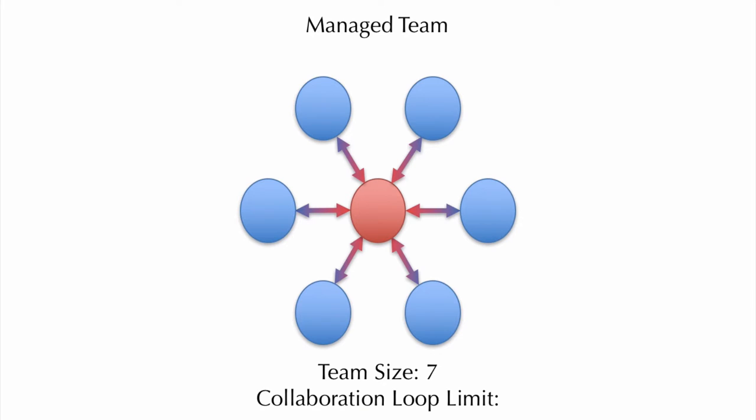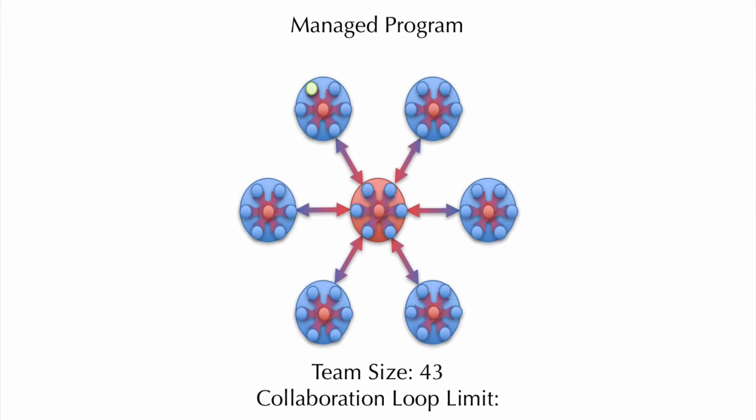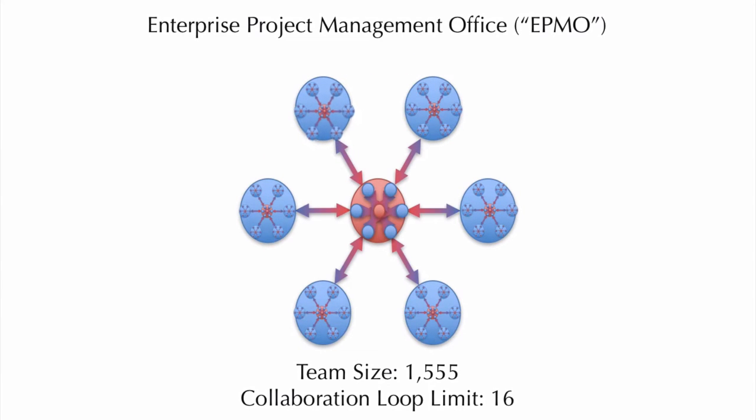In a little command and control team, this limit is just four. Worker one to manager to worker two, back to manager, and back to worker one. Scaling to include a program manager doubles the loop limit. At the scale of a PMO or business unit, it's triple. An enterprise PMO of a large corporation has a loop limit of over 16 handoffs. As the limit grows, the time taken slows exponentially, and confusion created by passing messages down lines of middlemen multiplies. The left hand no longer knows what the right is doing.